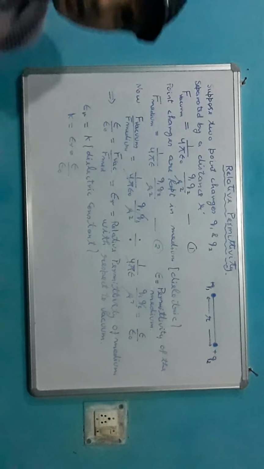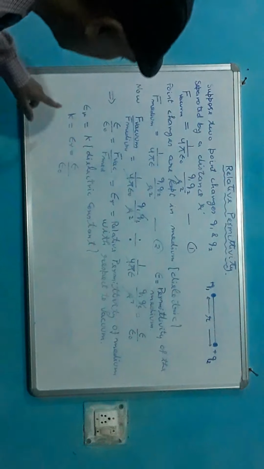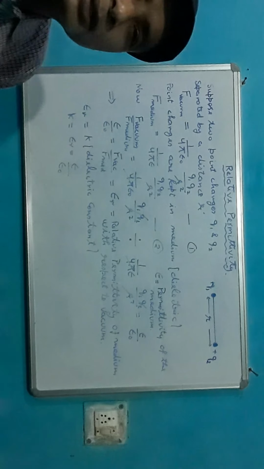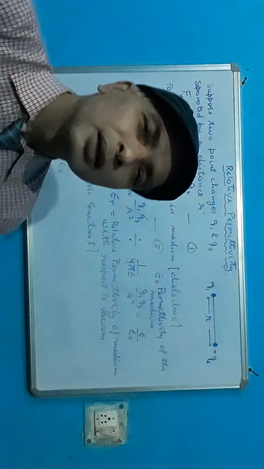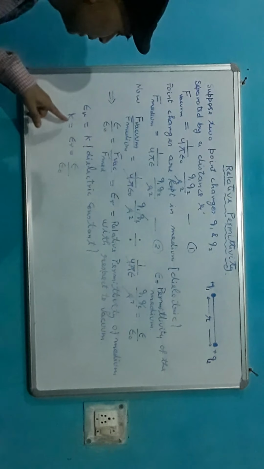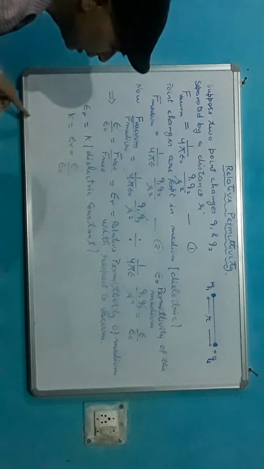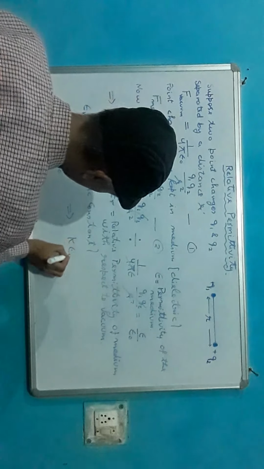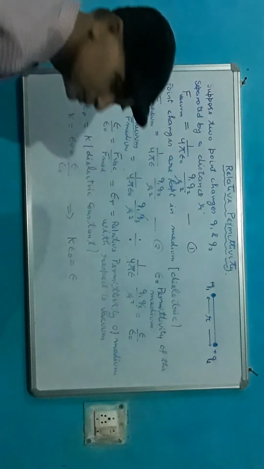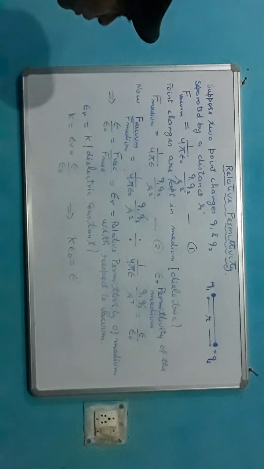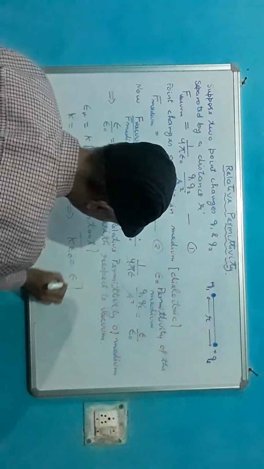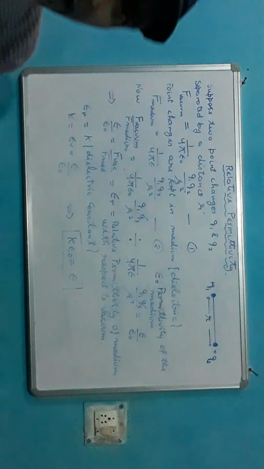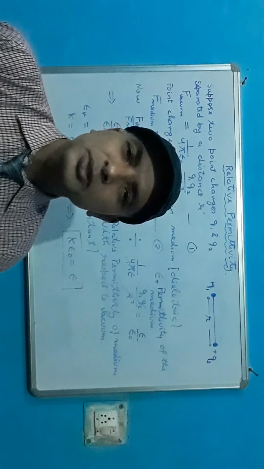What is K here? K is the dielectric constant, and the dielectric constant is also known as the relative permittivity of the medium with respect to the vacuum. So you can write K is equal to epsilon r, epsilon upon epsilon naught. In the next step, it implies that K epsilon naught is equal to epsilon. Now, this is a very important relation, and it has been utilized in many numerical and objective questions, and conceptual questions may be asked also.